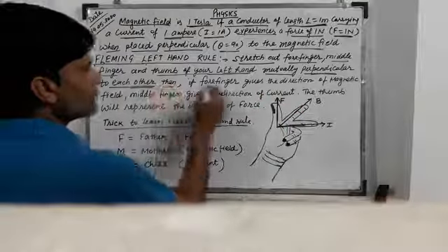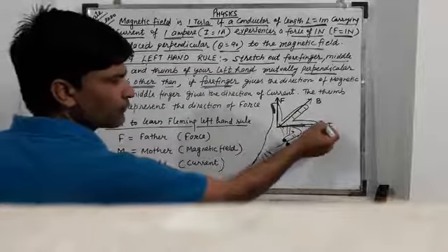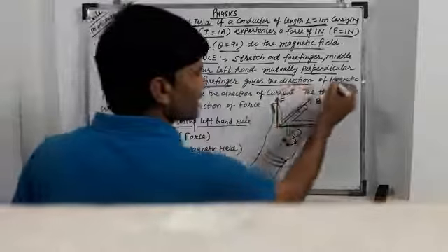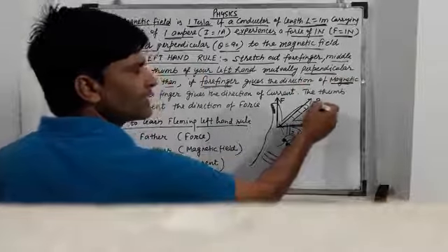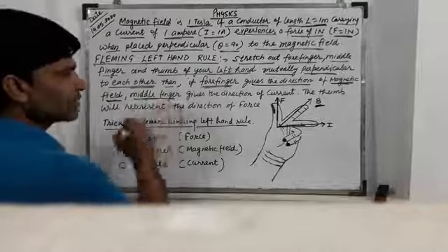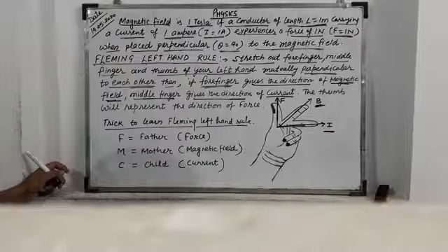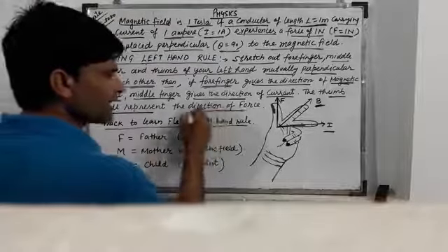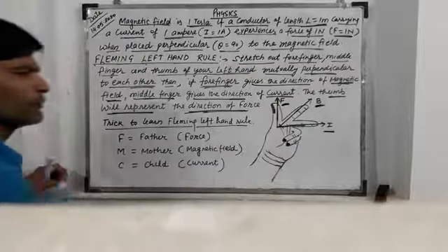Then the forefinger gives the direction of magnetic field, the middle finger gives the direction of current, and the thumb will represent the direction of force. The thumb will represent the direction of force.